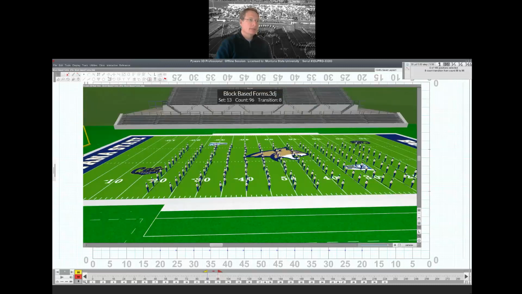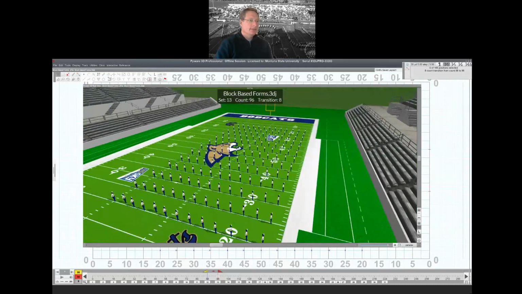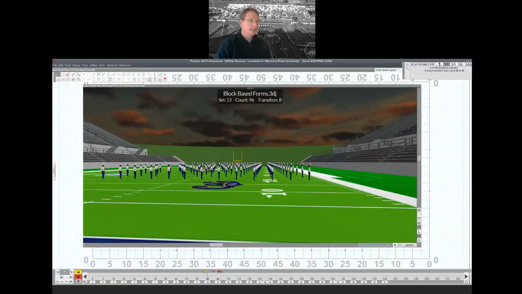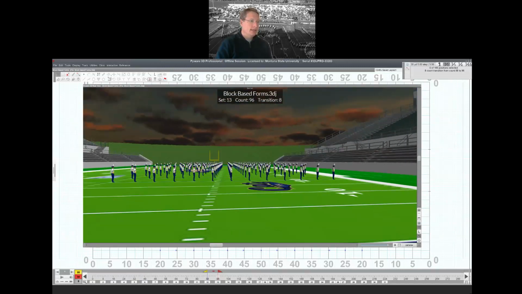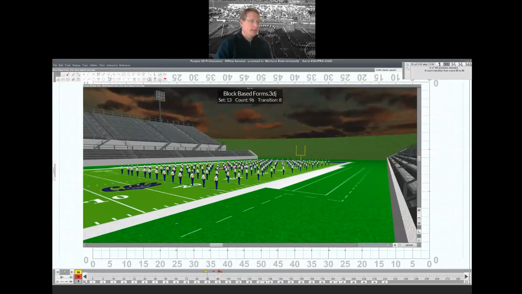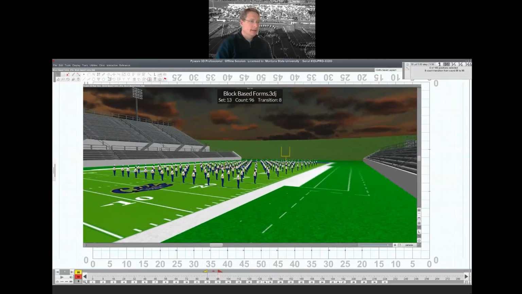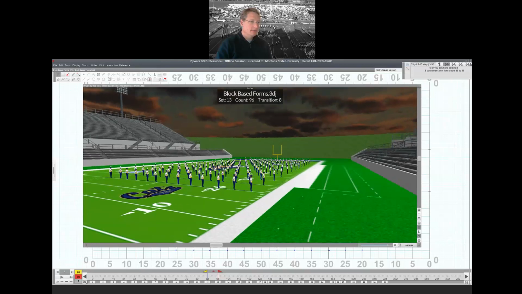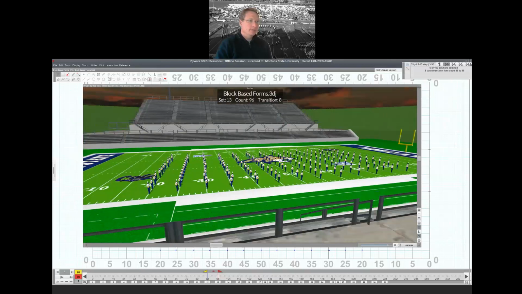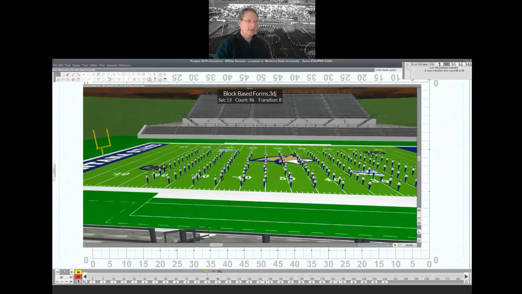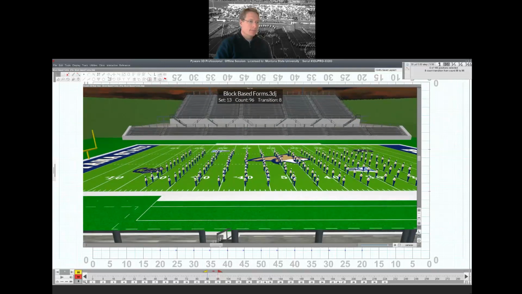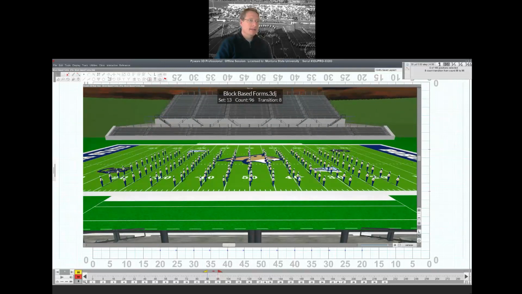Now the thing is, I only move people side to side, so the ranks are still perfectly straight. The diagonals are definitely messed up a little bit, because that one looks pretty good. But I really only move people side to side on this one, but it's still kind of messy.